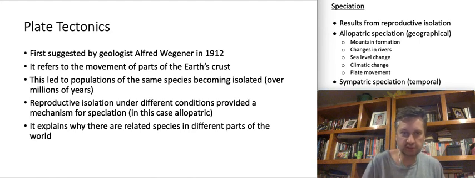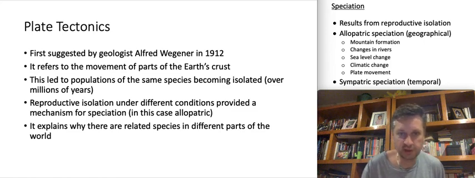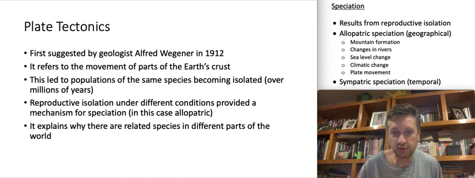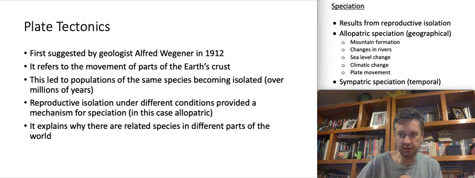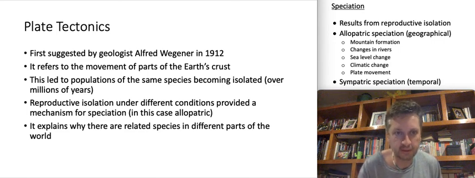It asked us to consider the effects of plate tectonics in speciation. Plate tectonics is a fairly recent addition to scientific knowledge. Originally suggested by Alfred Wegener in 1912, but only really adopted much later, I think the 1940s onwards. So it's the idea that crustal plates on the Earth move around fairly freely.